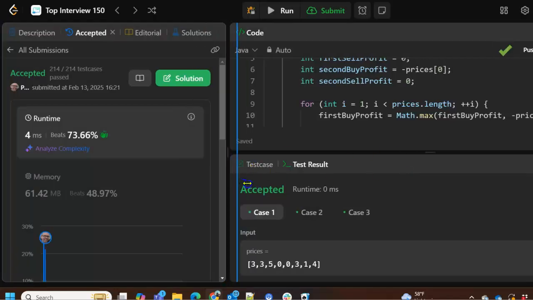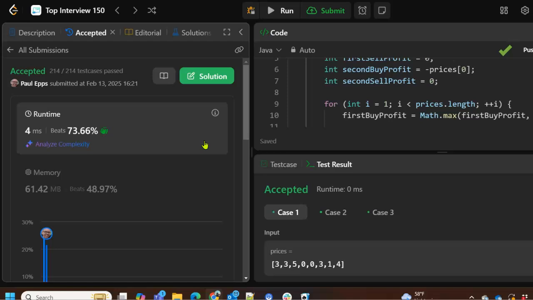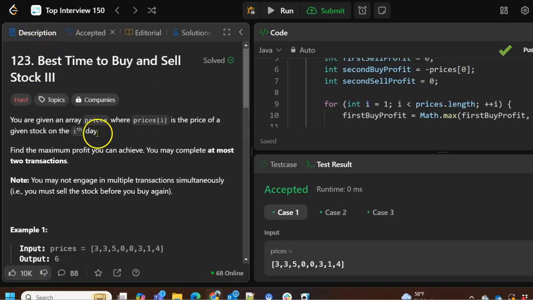All right, good. Let's see. So that is buy and sell. Best time to buy and sell stock 3. Actually, tomorrow's is best time to buy and sell stock 4.